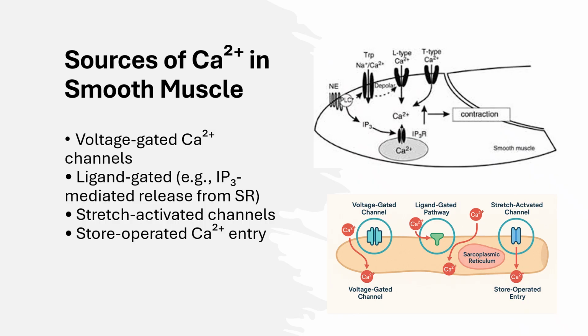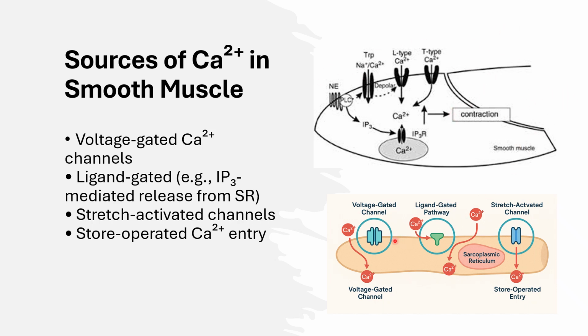Unlike skeletal muscle, which relies primarily on its sarcoplasmic reticulum for calcium, smooth muscle depends heavily on extracellular calcium entering through the cell membrane. There are four main calcium sources.